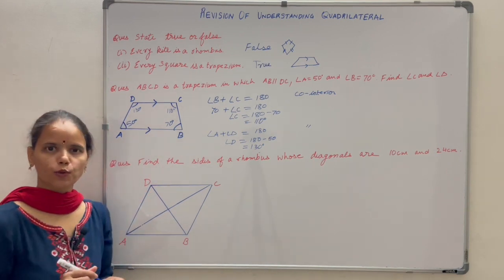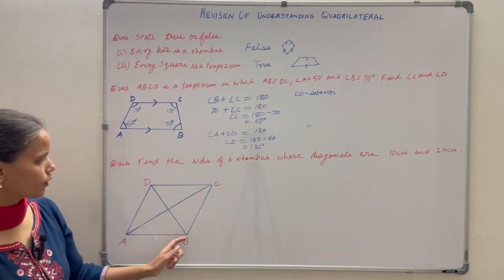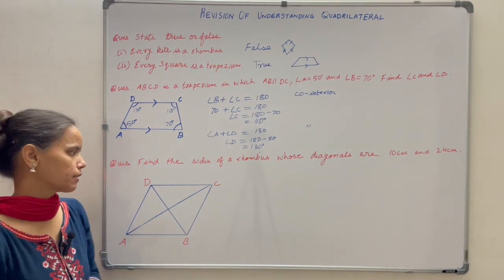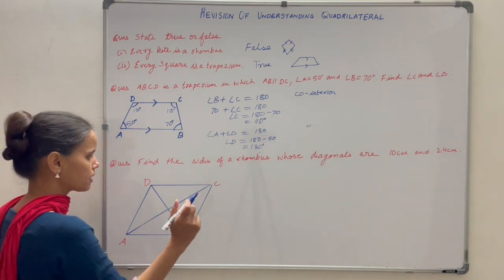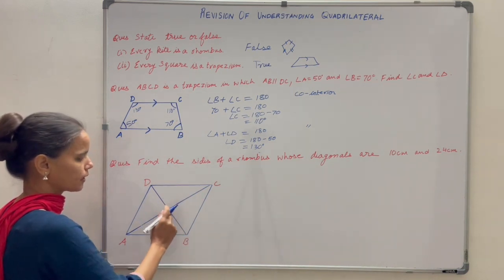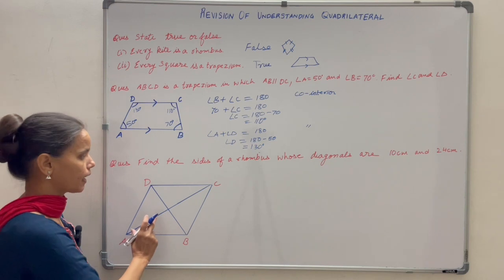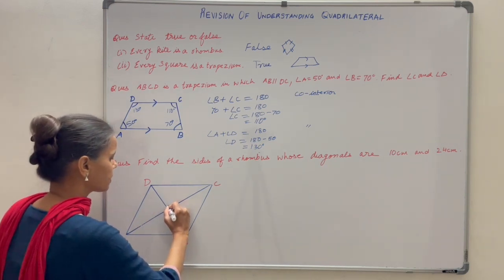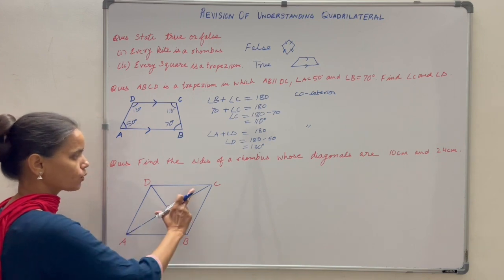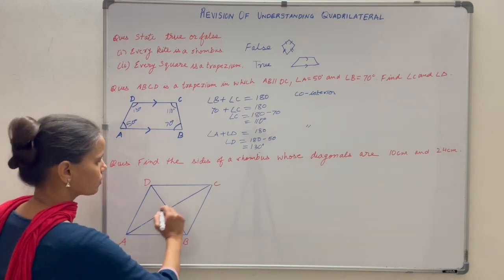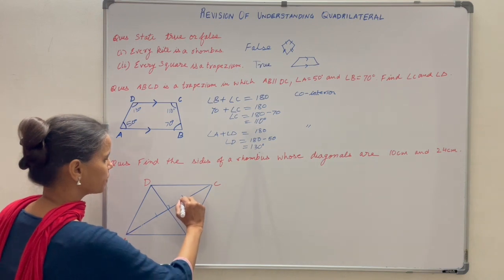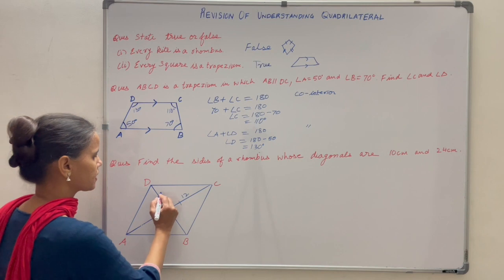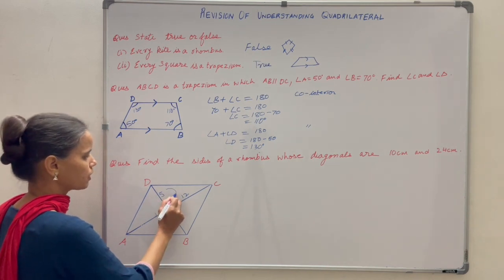Now let us take this question. Find the sides of the rhombus whose diagonals are 10 centimeter and 24 centimeter. So ABCD is a rhombus and you need to find the sides. They have given you the diagonals and you know that the diagonals are perpendicular bisectors. That means this angle is 90 degrees. This totally is 24, so since they bisect, this will be equal to 12. And this is also bisected. This totally is 10, so this is 5.